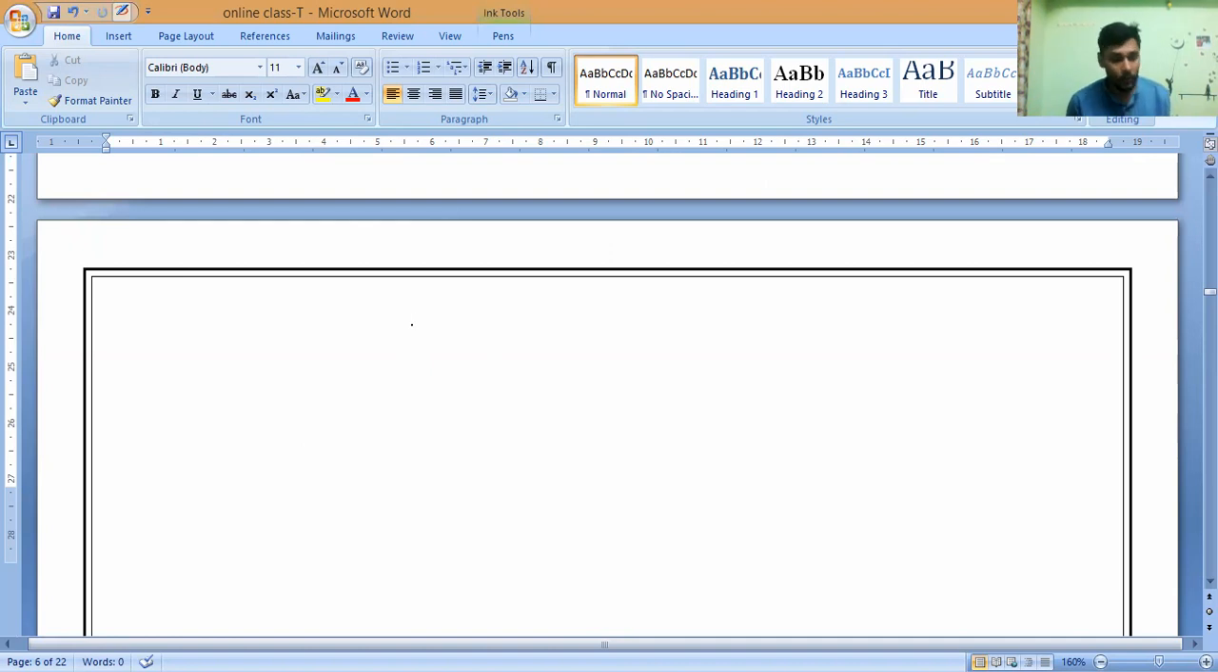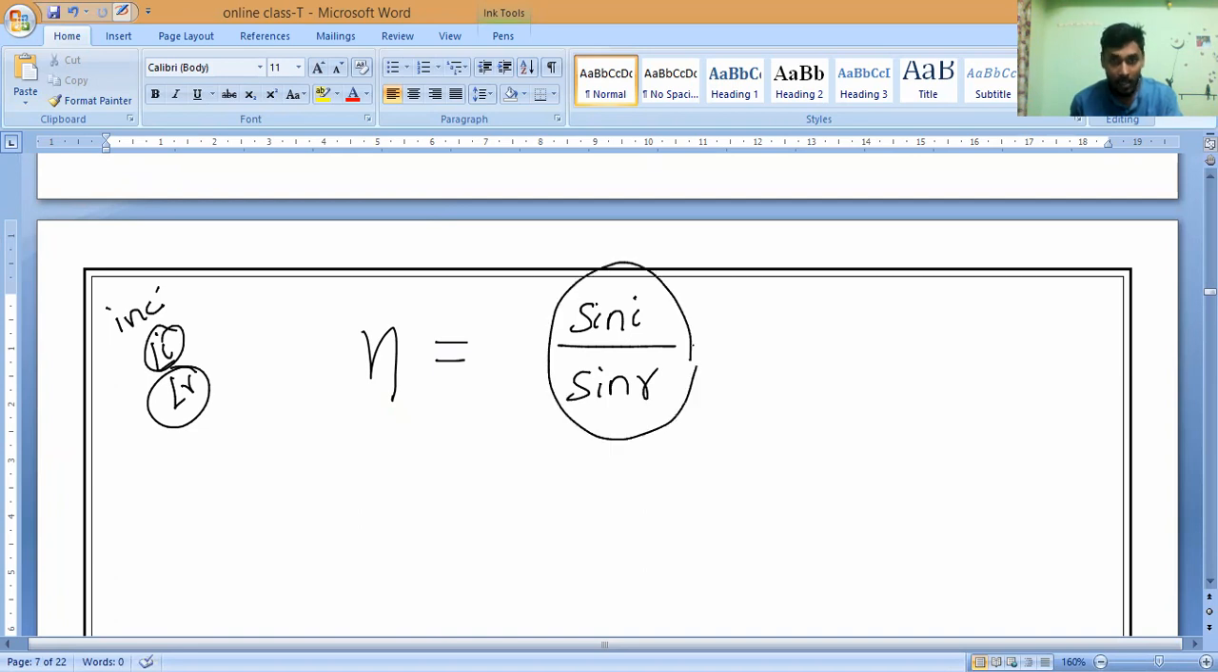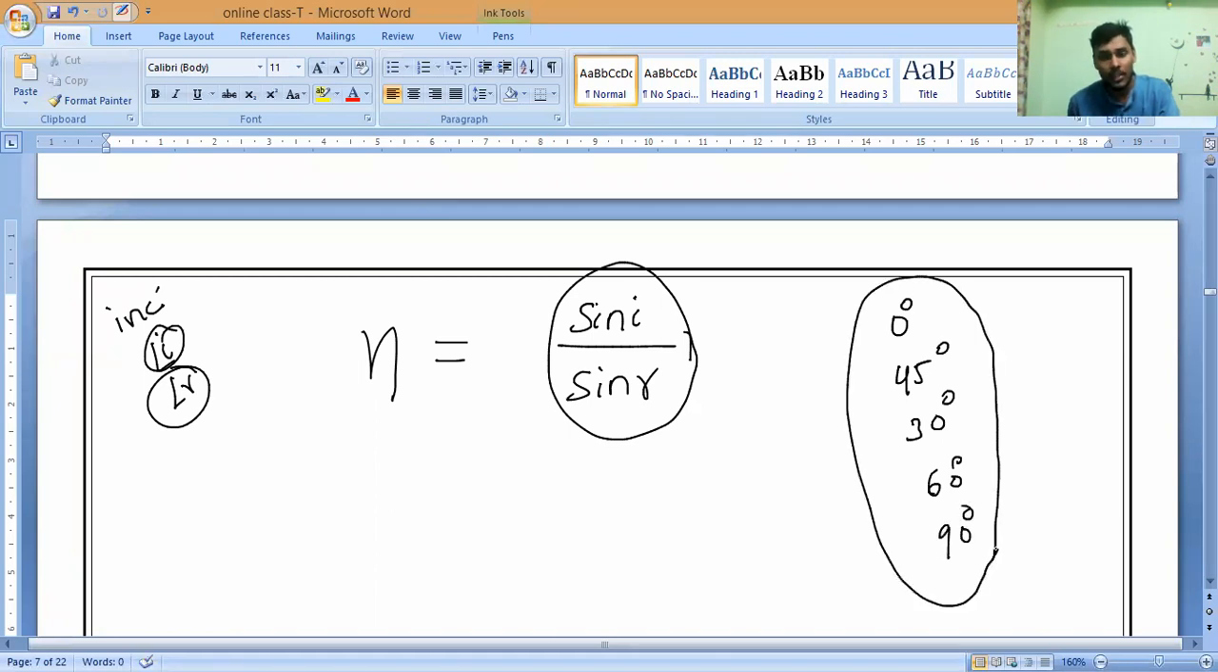So we have another formula for refractive index. That is the refractive index when they have given the incident angle i and the angle r. In this case the formula for refractive index is sin i by sin r. Understand? Now I am telling you from your mathematics textbook: sin 0 is 0, sin 30 is half, sin 45 is 1 by root 2. They will never give you values more than this. Understand perfectly, they will give you these values only.